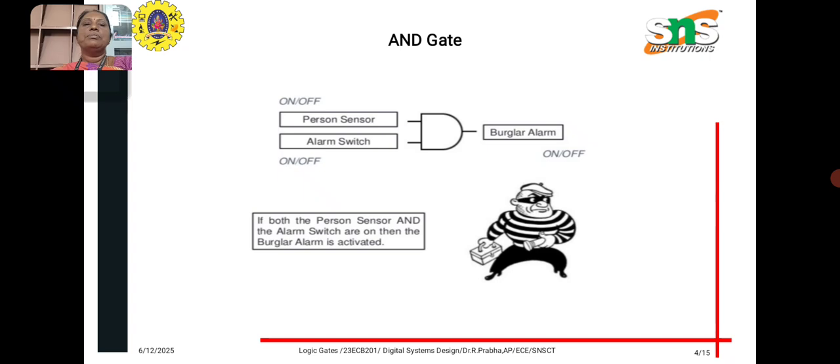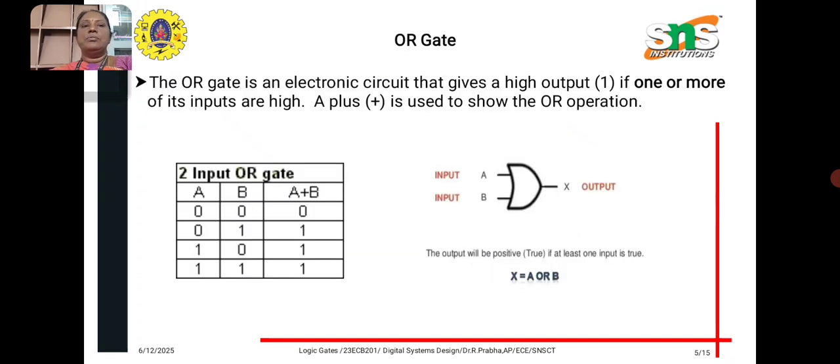An example of AND gate is the burglar alarm. In this alarm, if both the person sensor and alarm switch are on, then only the burglar alarm is on. Otherwise, it is deactivated.